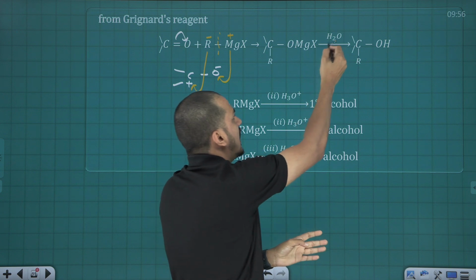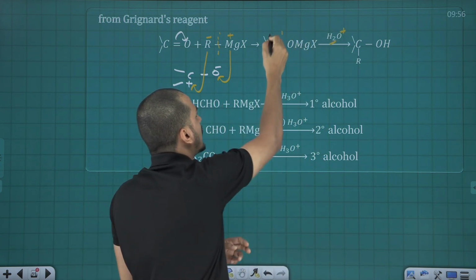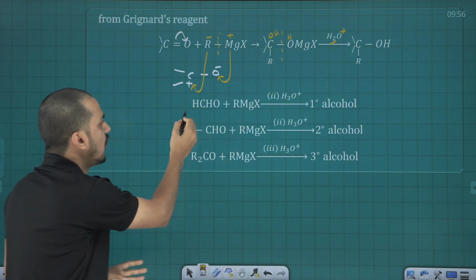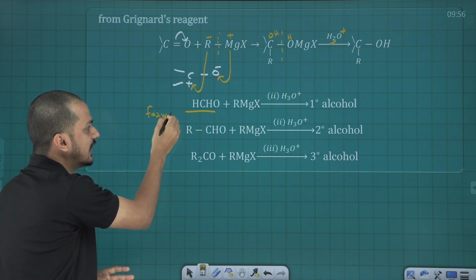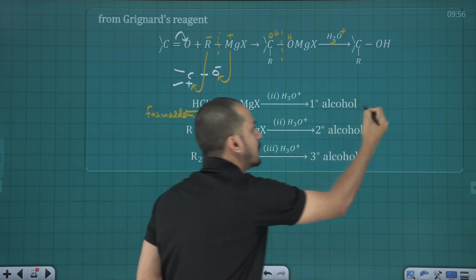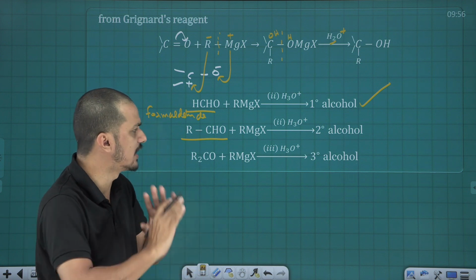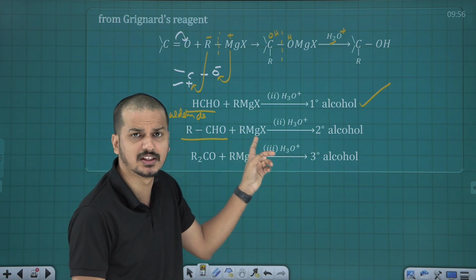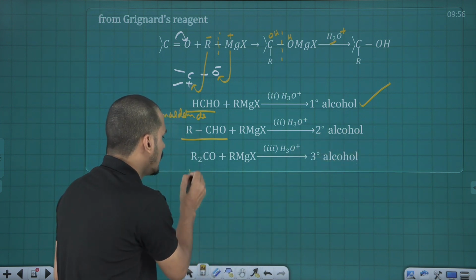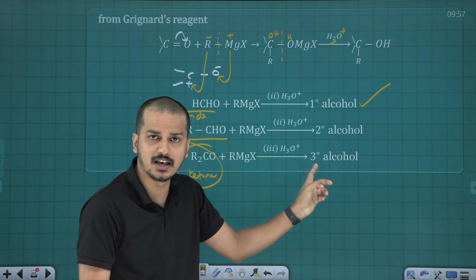After that you are conducting acid hydrolysis. So that time it will break, OH will go and attach here, H will go and attach there. So you will get an alcohol. If you are taking formaldehyde, treating with a Grignard reagent and hydrolyzing, you will get primary alcohol. Any other aldehyde other than formaldehyde, treated with the Grignard reagent and hydrolyzed, you will get secondary alcohol. Any ketone, treated with the Grignard reagent and hydrolyzed, you will get tertiary alcohol.